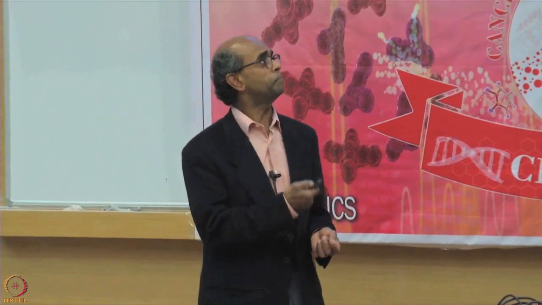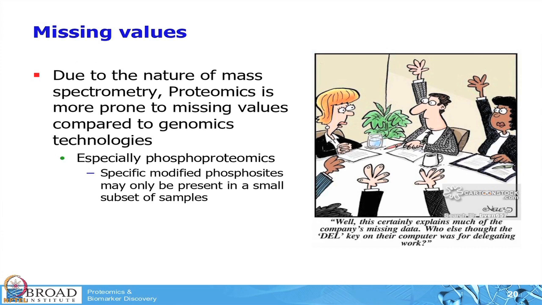The next topic is missing values. This one I have a lot of slides, but I think many of them are technical and probably unnecessary. So I'll just zip through it quickly. So mass spectrometry is prone to more missing values than RNA-seq or most of the genomics methodologies.